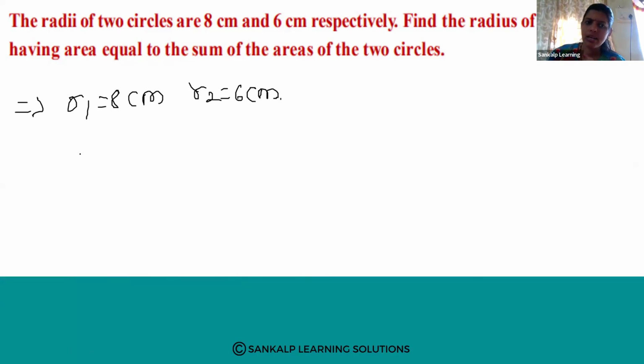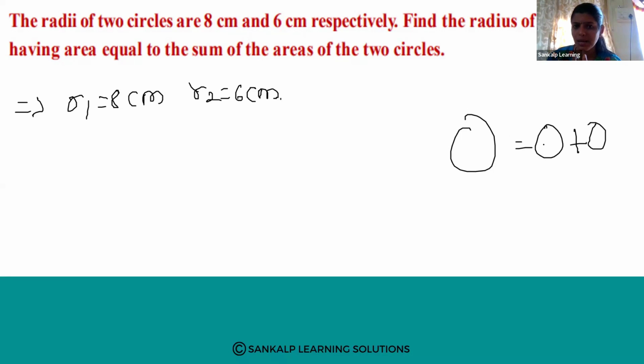You also try. R1 is 8 centimeter and R2 is 6 centimeter. Again, it is the same question. This is the big circle, this is a small circle, this is a small circle. Find the radius of the circle having area equal to the sum of areas of two circles.